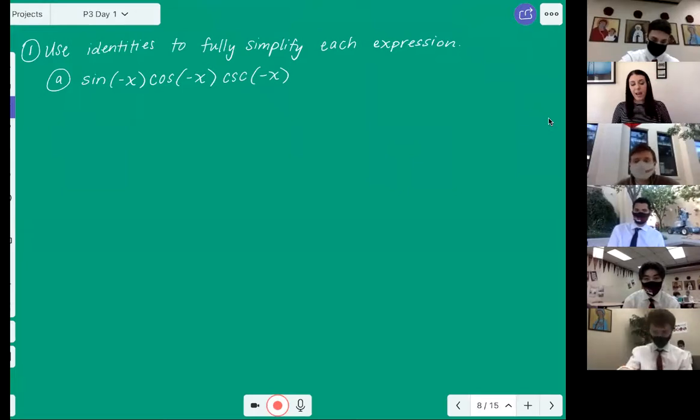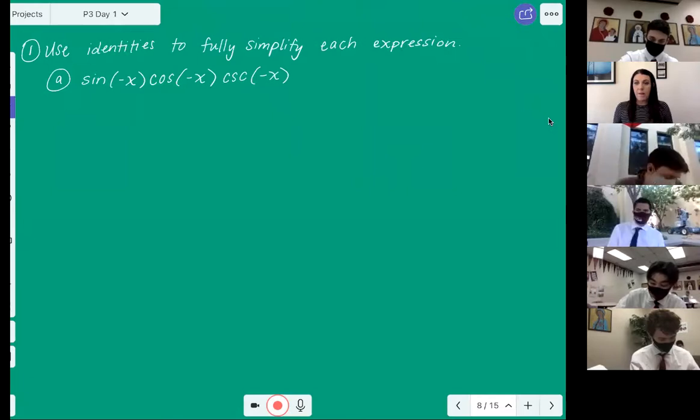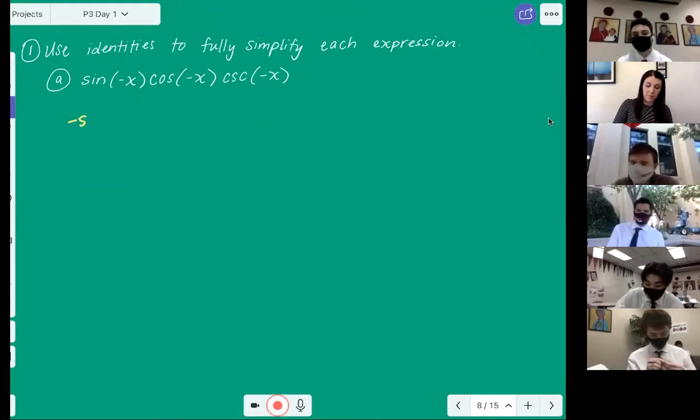Landon, sine of negative x is the same as what? Sine of negative x is the same as negative sine of x. Perfect. So that's our first one. So we have negative sine of x.